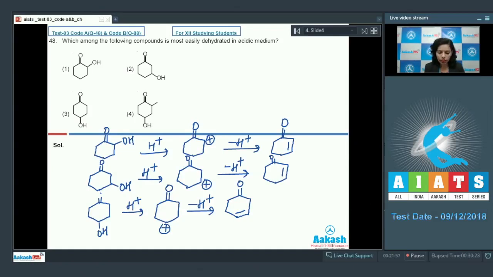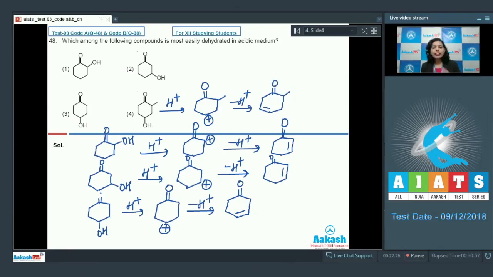After this, we are left with the fourth compound. Let's show this reaction only here. In this case, first the attack of this H plus ion results in the formation of a carbocation, and that would be this type of carbocation. Further, removal of this proton forms the alkene, and that alkene is here.